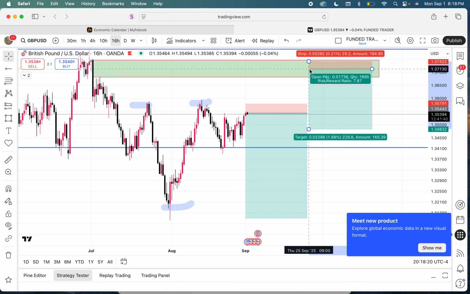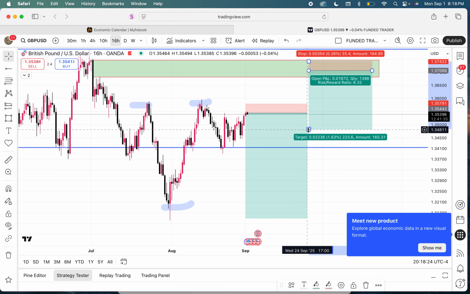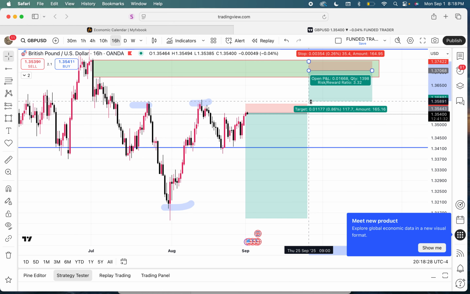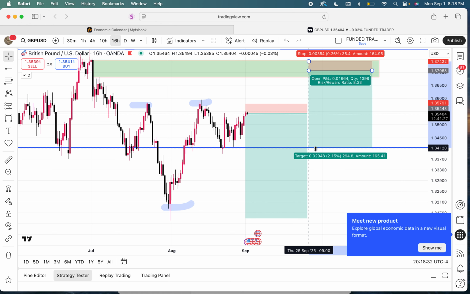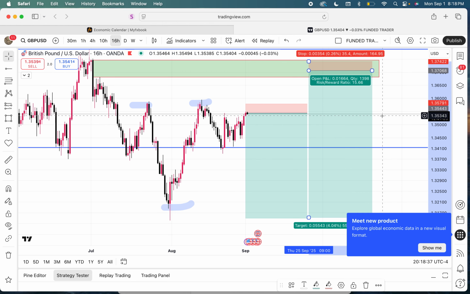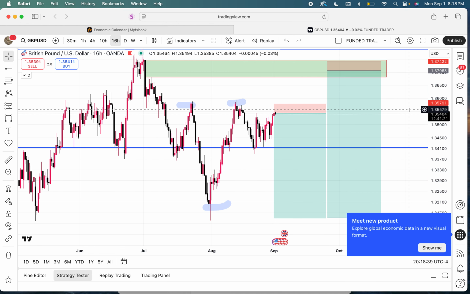Let's say we put it there. And then I would take profit 1 right here. Well, take profit 1 could be there. That's 1 to 3. Take profit 2 could be here. Take profit 3 could be there. Now that's a 1 to 15.66 trade.